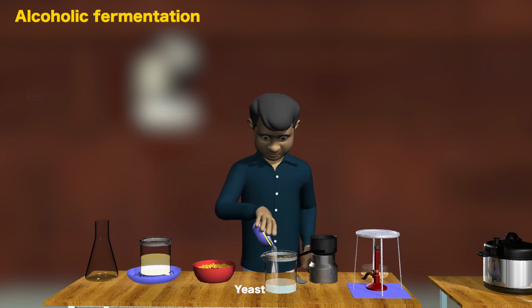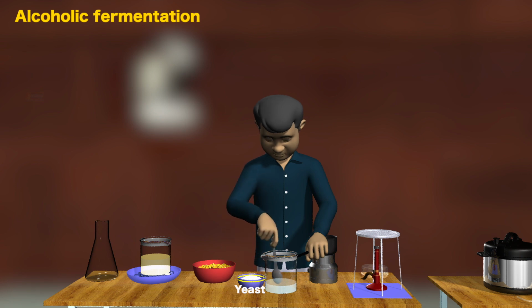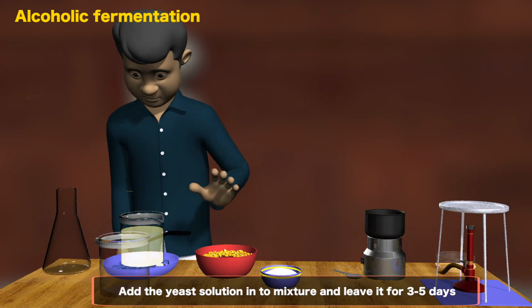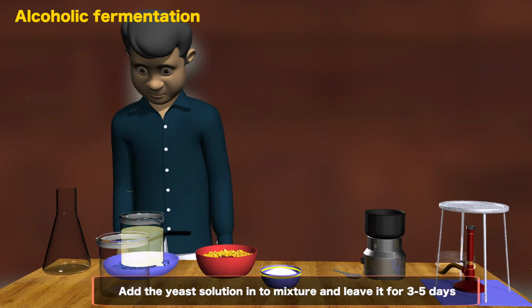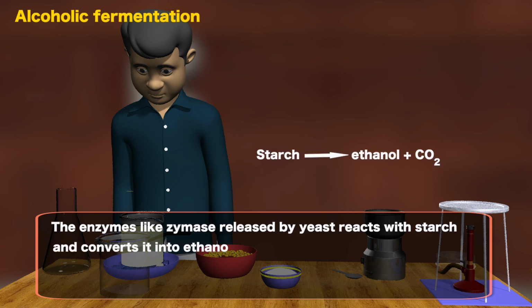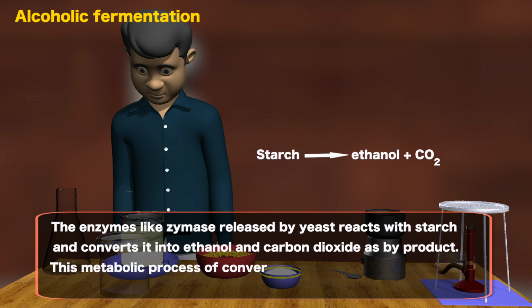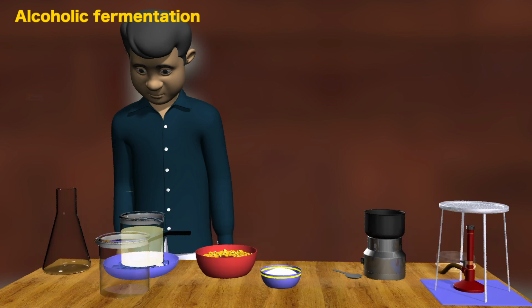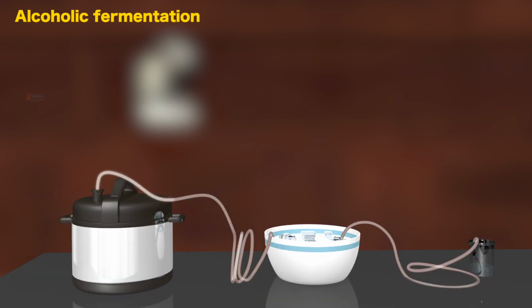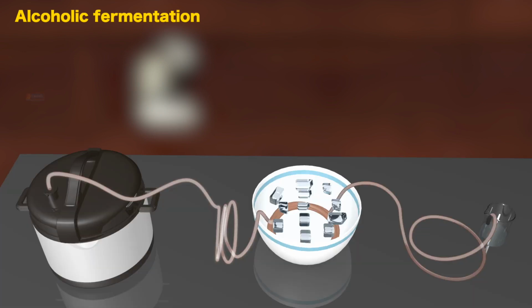Prepare yeast solution by adding yeast to the water in a beaker. Mix it well with a spoon. Add the yeast solution into the mixture and leave it for 3 to 5 days. The enzymes like zymase released by yeast react with starch and convert it into ethanol and carbon dioxide as a byproduct. This metabolic process of conversion of starch to ethanol is called fermentation. Heat the mixture up to 80 degrees Celsius using a steamer and pass vapors through a condenser to obtain pure alcohol.